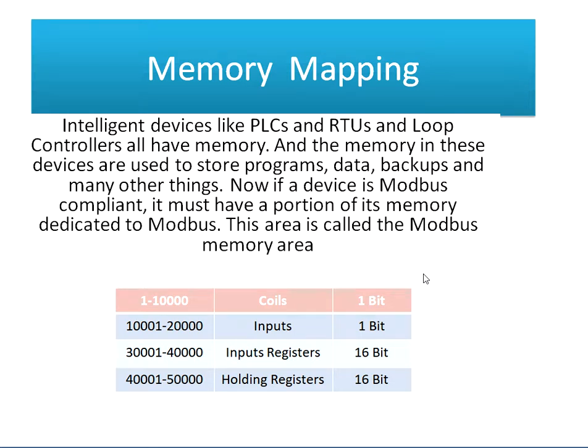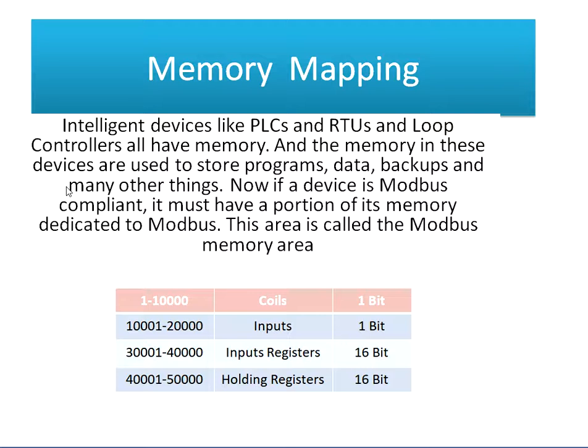This lecture is about memory mapping. Intelligent devices like PLCs, RTUs, and loop controllers all have memory. The memory in these devices is used to store programs, data, backups, and other things. Now, if a device is Modbus compliant, it must have a portion of its memory dedicated to Modbus.